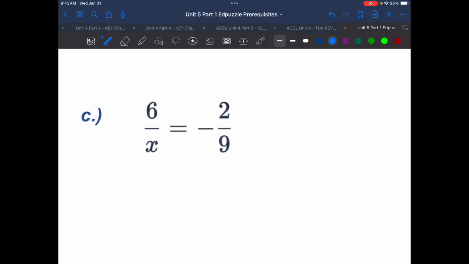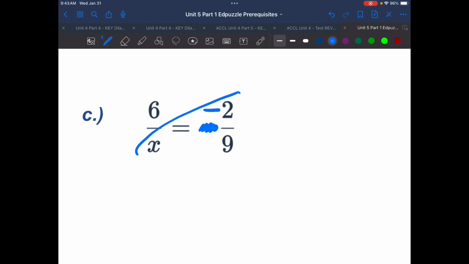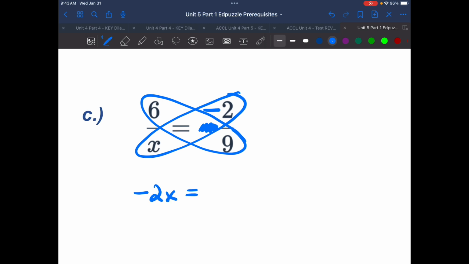Alrighty, so what I'd like you to do is, let's head down to part C here, and I want you guys to solve this proportion. However, remember, we're going to take our negative and either put it up top or down below, right? In this case, I'm going to put it in my numerator, so here's what I'd like you guys to do. Please solve by cross-multiplying.